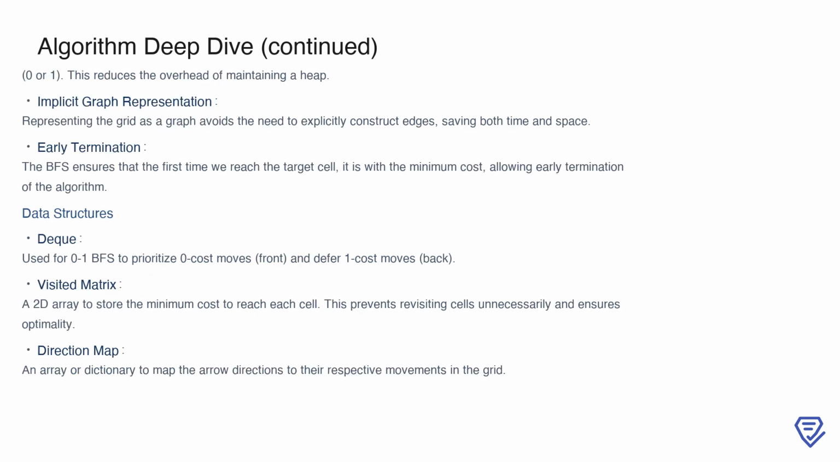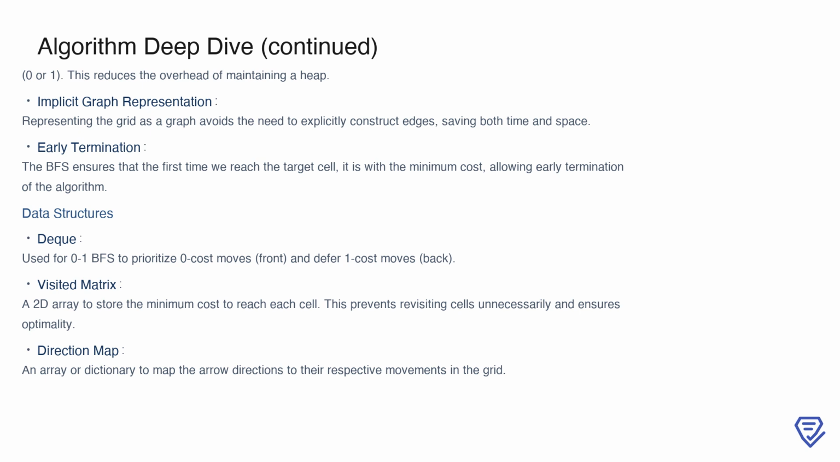There are some important insights that make this approach efficient and effective. First, the use of 0 to 1 BFS significantly optimizes the algorithm compared to traditional Dijkstra's algorithm. By leveraging a deque, we avoid the overhead of maintaining a priority queue, which is unnecessary when edge weights are limited to 0 and 1. Additionally, the grid is represented implicitly as a graph, meaning we don't need to explicitly construct edges, which saves both time and space. Another key optimization is the algorithm's ability to terminate early.